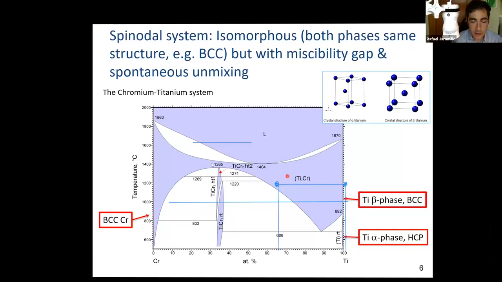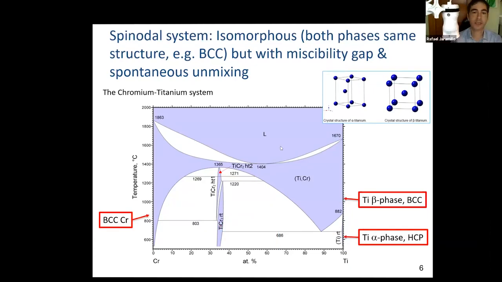But when I cool down, I have spontaneous unmixing. And here, I don't just have spontaneous unmixing into chromium-rich BCC and titanium-rich BCC. This system gives me intermediate phases, which we'll cover in a couple of weeks. So it gets a little bit complicated. I notice that my annotations haven't disappeared, so let me clear those.